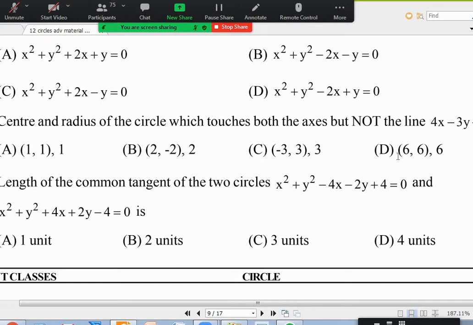Yes, sir. Okay, 17, he did not say whether they want direct common tangent or transverse common tangent. So let us find both. One of them may be there or one of them may not exist.